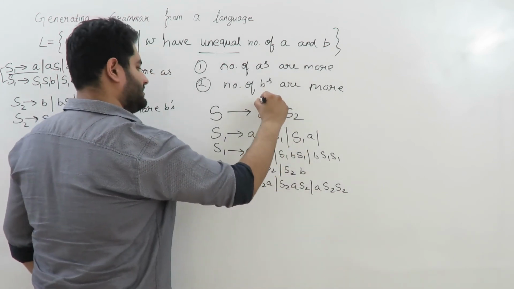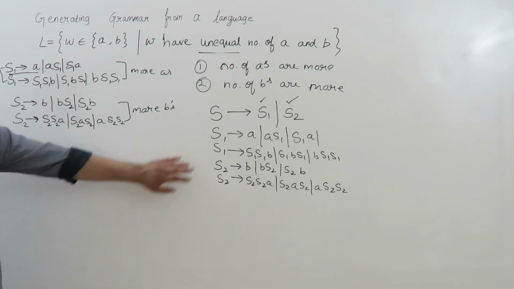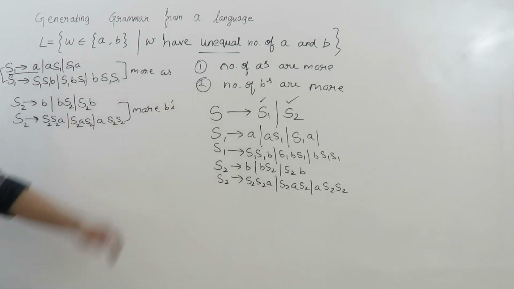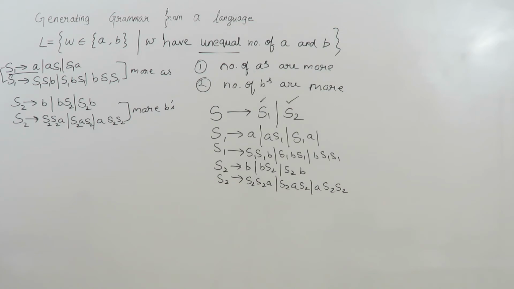So you can start with S1, or you can start with S2, and then produce the string. You will always get an unequal number of A's and B's. We have only done the combination of two examples and we have got our result for this third example. I hope this is also clear to you.